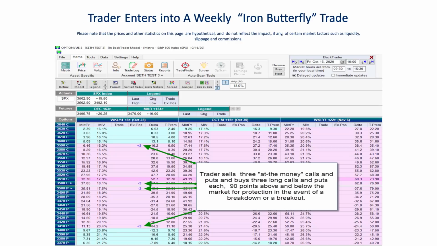So what we can do to initiate this trade is to sell 3 of the 3,500 calls while simultaneously selling 3 of the 3,500 puts, both of them expiring a week from now. We'll then buy as protection 3 of the 3,590 calls in the same expiration chain 90 points higher while simultaneously buying the 3410 puts 90 points below the short puts for protection in the event of a market breakdown.